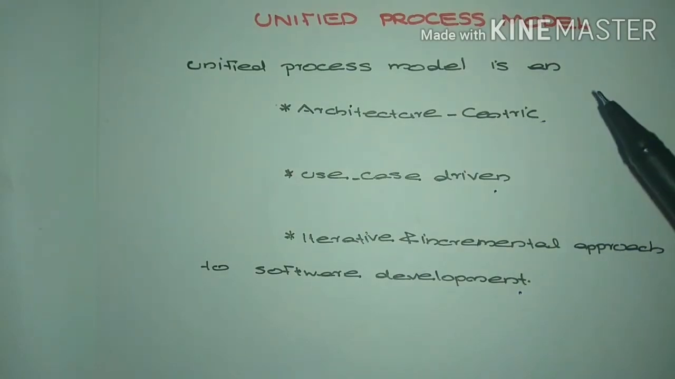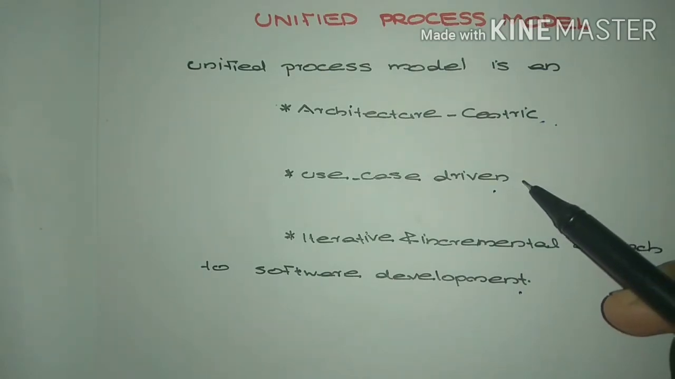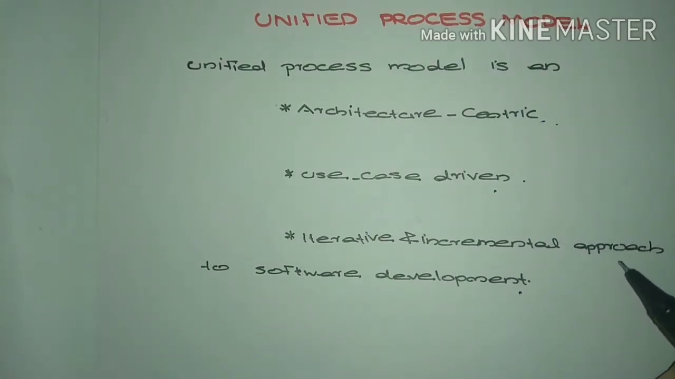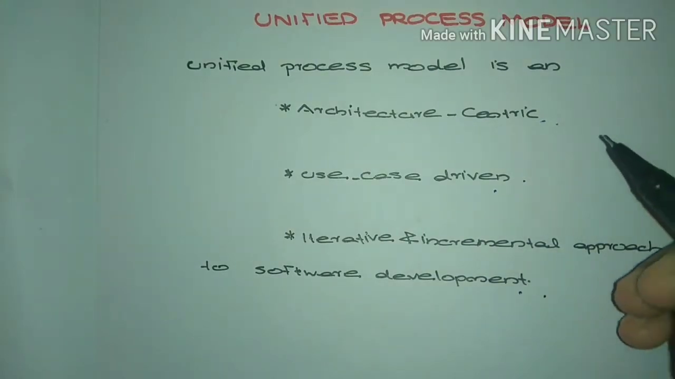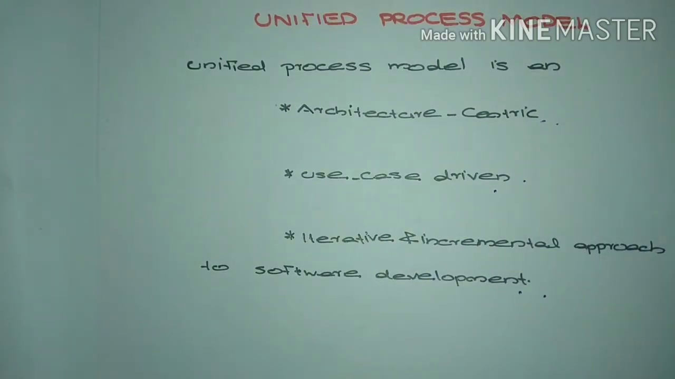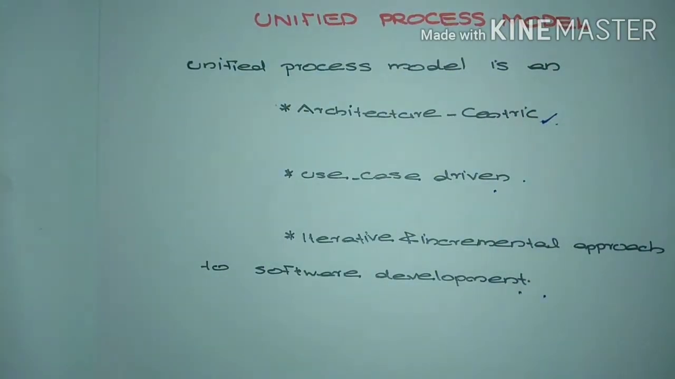So what is the unified process model? It is an architecture-centric, use case driven, iterative and incremental approach to software development. Now let's discuss what is architecture-centric.